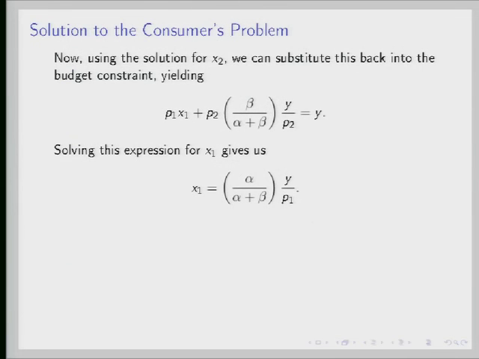Yes, Hillary? Okay, so Hillary's question is whether alpha and beta have some natural interpretation. And the answer is yes, they do, or maybe I should say that this ratio does.